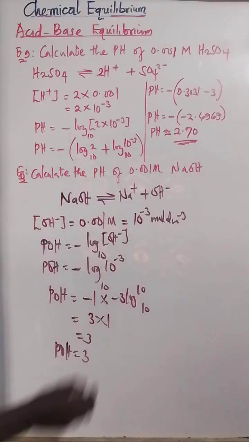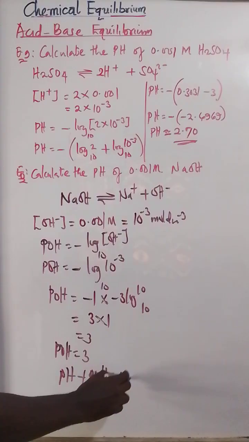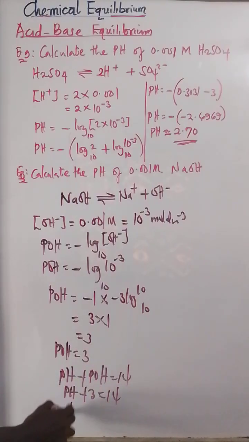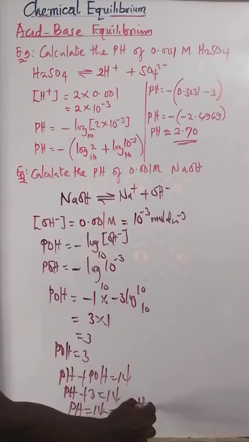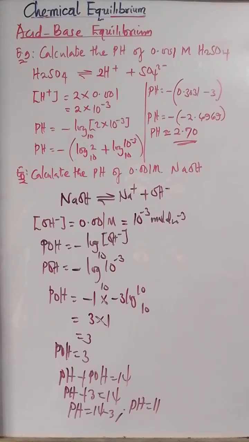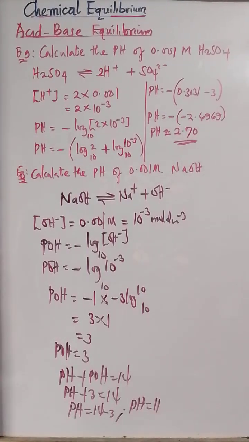But the question says find the pH. Remember, pH plus pOH is 14. Then the pH we are looking for, pOH is 3, so pH equals 14 minus 3. Then the pH is 11. So that's the pH of that base. From the pH scale, it will show 11, meaning it is a base.